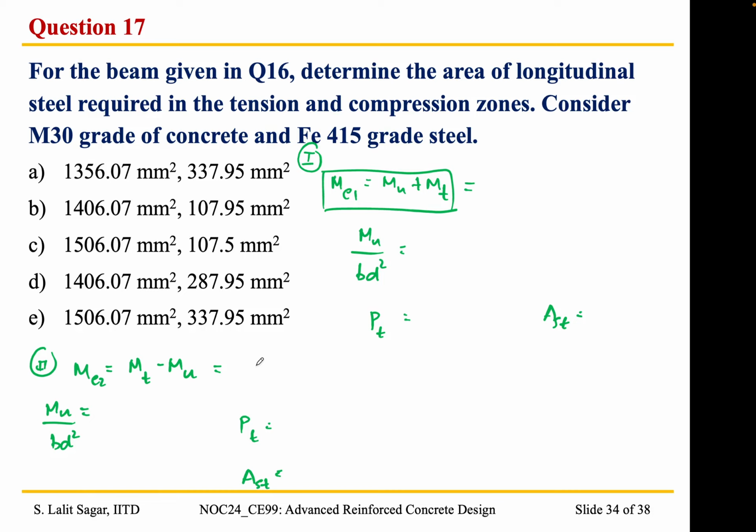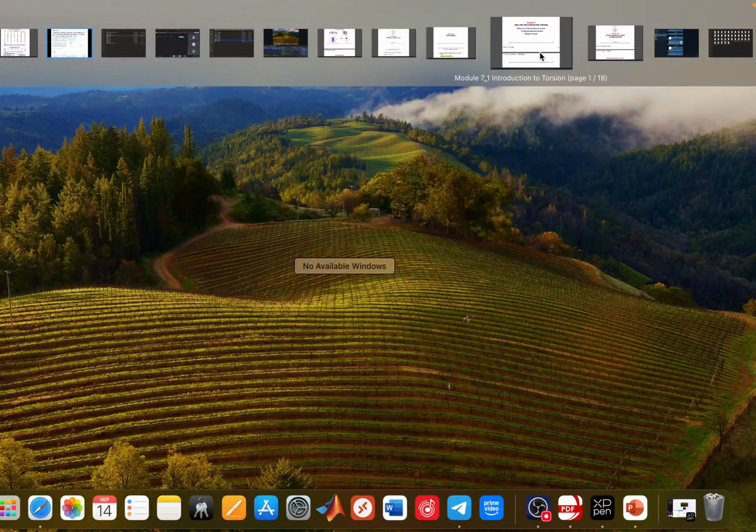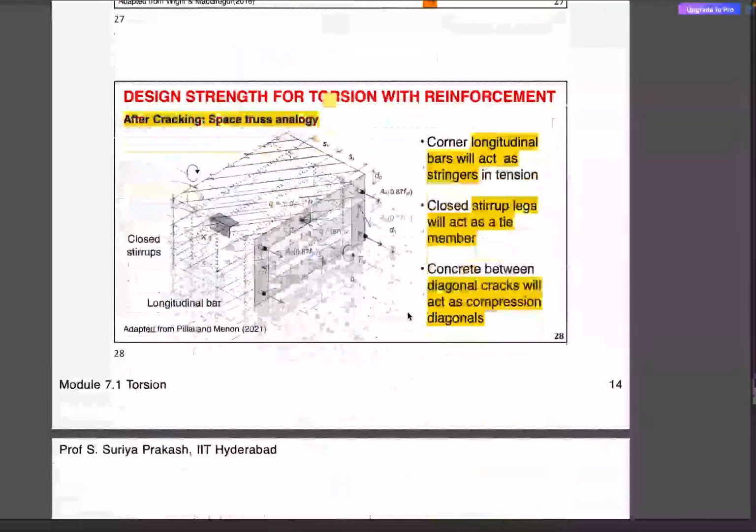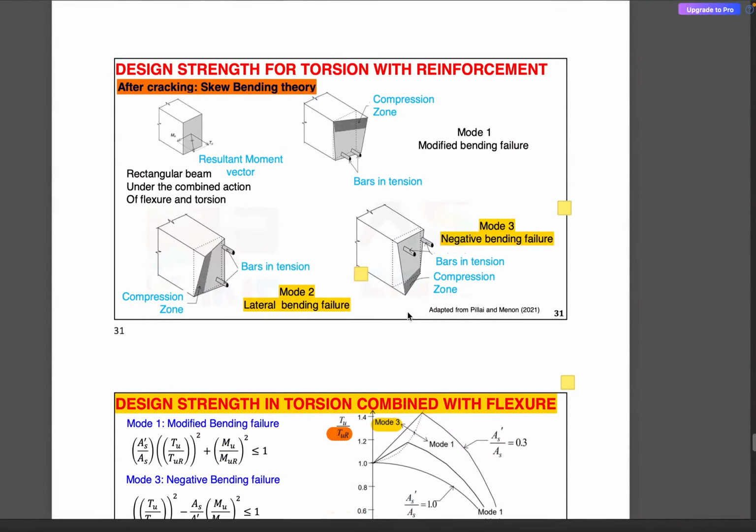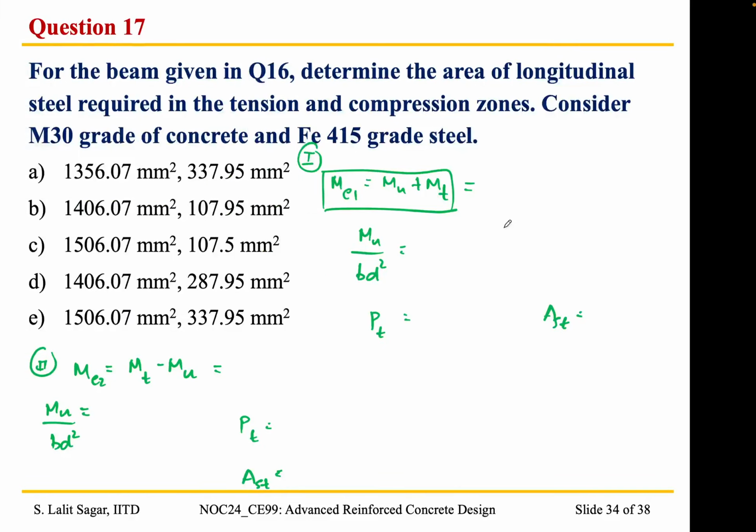So the answer is partially correct, but there is a catch in the solution that I have developed, so I request you to follow it carefully. We have different modes of development of stresses within the beam when it is subjected to torsion. These equations are developed based on the skew bending theory. Here ME1 corresponds to mode 1 of the bending, and ME2 corresponds to mode 3. That will be the basis for our calculations.